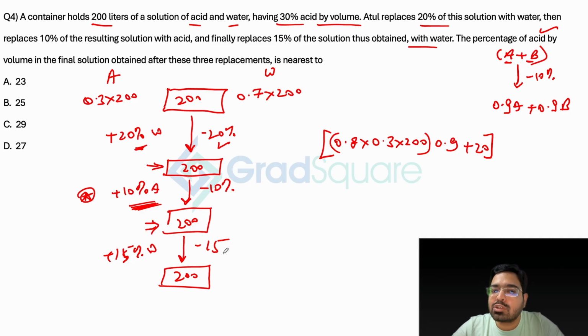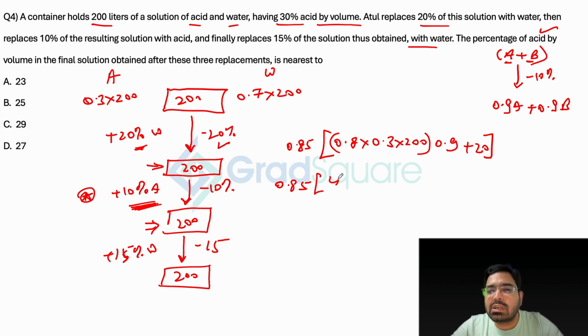Now what happens? You remove 15 percent. That means you'll be left with 0.85 times this. And when you are adding water, it does not change the quantity of acid. So in this 200 liters, this is the acid quantity, right? Now let's just try and evaluate this a little bit. It will turn out to be 24 into 200 into 0.9. So let's look at this 0.85 into 0.8 into 0.3, that turns out to be 24 and 100.